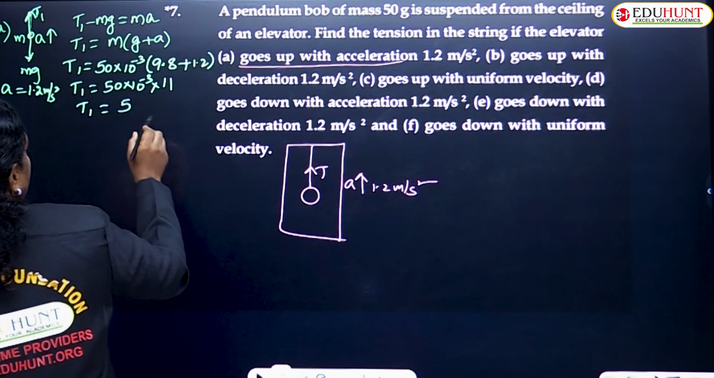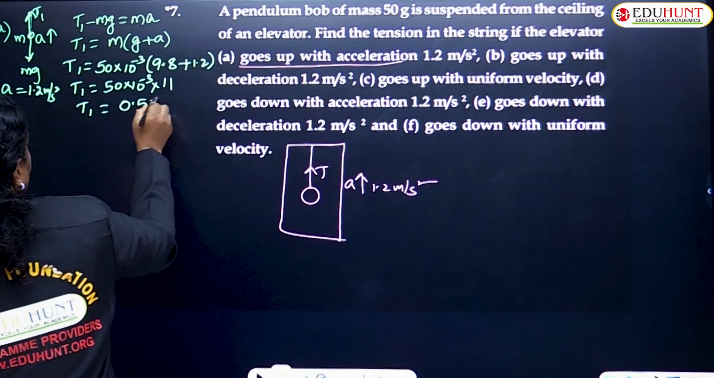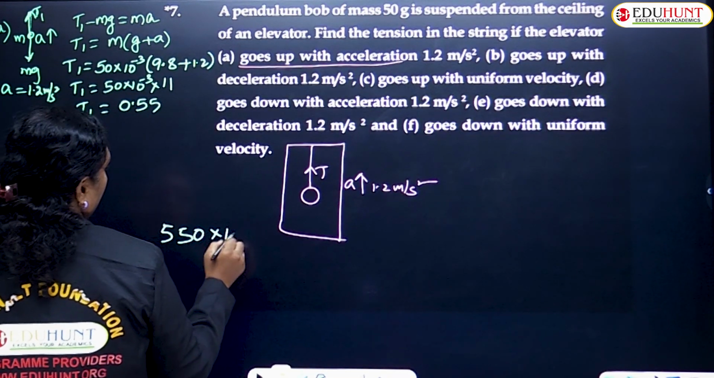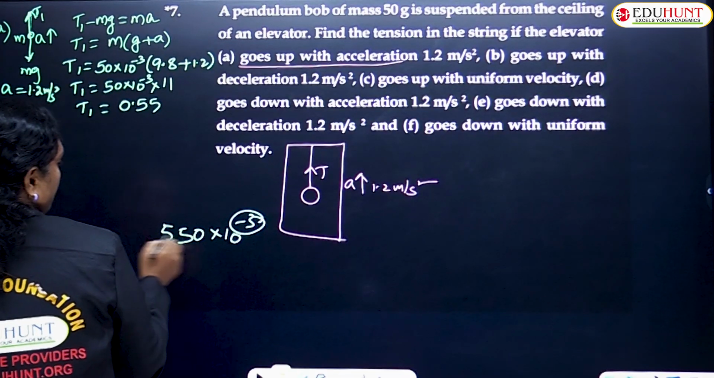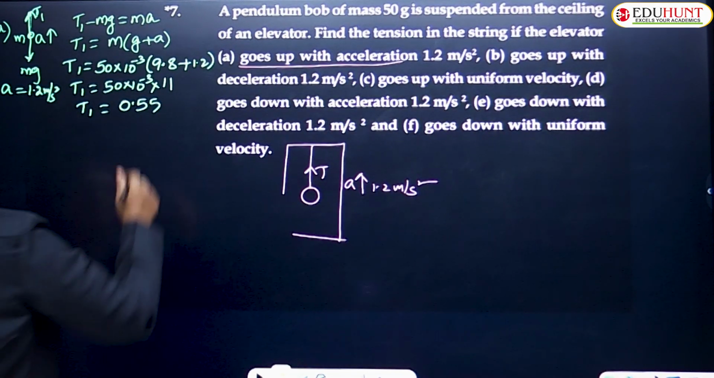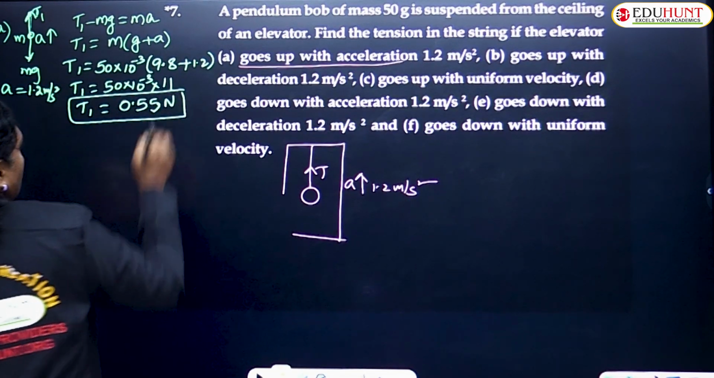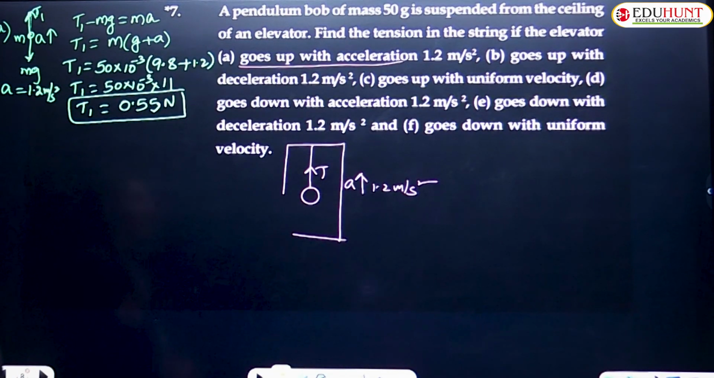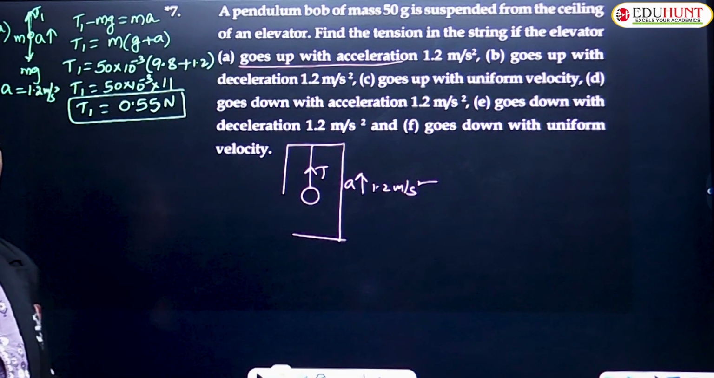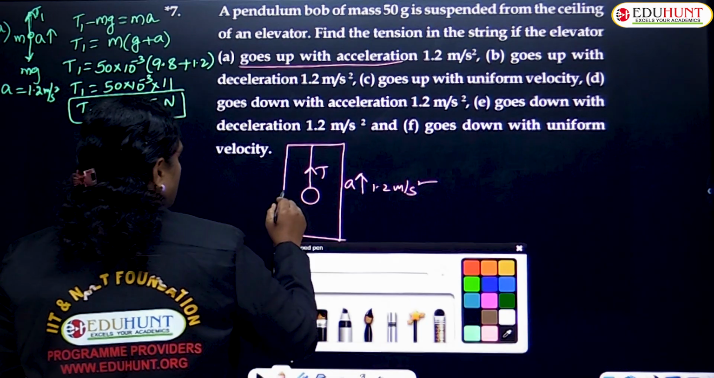So 55 into 10 power minus 3, we can write it as 0.55. So we got 550 into 10 power minus 3. Minus 3, bring the decimal over here, so you'll be getting 0.550. Simply it is written as 0.55 newton. So whenever the lift is moving upwards with acceleration 1.2 meter per second square, we got the tension in the string as T equals 0.55 newtons.